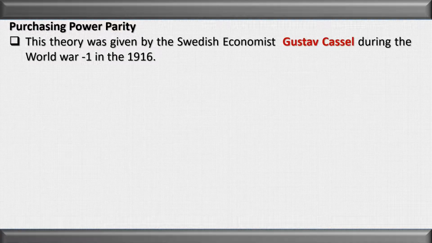This theory was given by the Swedish economist Gustav Cassel during World War I in the year 1916. We know that the World War was held from 1914 to 1918. So during World War I, this theory was given by Swedish economist Gustav Cassel, and this theory became very popular after World War I.